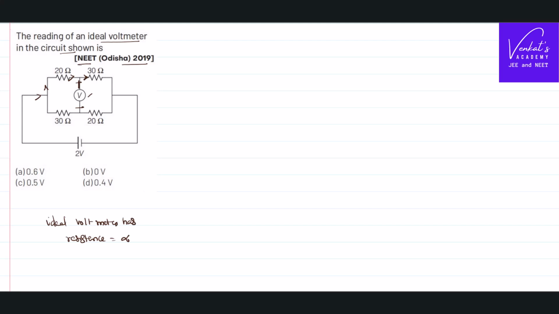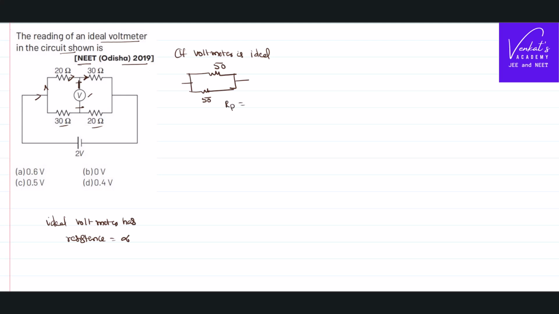All the current directly passes to 30 ohms. That means 20 and 30 are in series. Similarly, these 20 and 30 are also in series. So what we can say, if the voltmeter is ideal, the equivalent circuit will be 20 and 30, 50 on the top. The bottom also 30 and 20, 50. This 50 and 50 are in parallel.